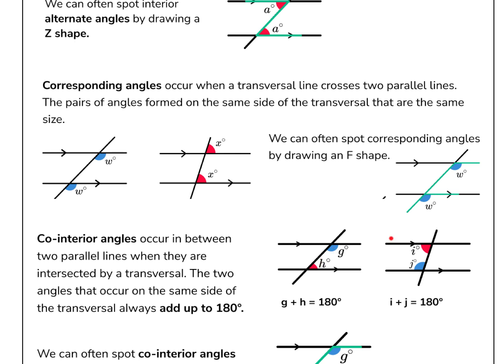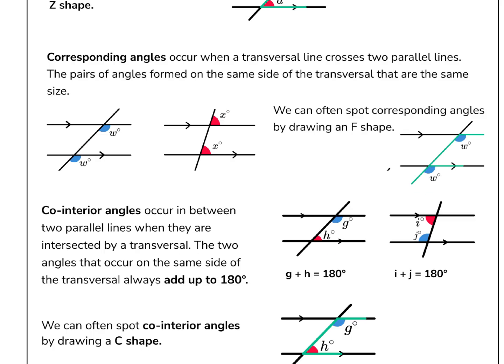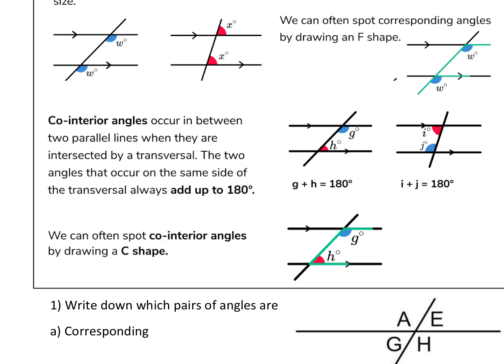If we take this one here, you've got your Z shape. So these on the opposite sides on the inside are alternate, they are equal. But if you go on the same side, they add to 180. Sometimes you would see a C shape for that. So we can often spot co-interior angles by drawing a C shape, or it could be a back to front C.